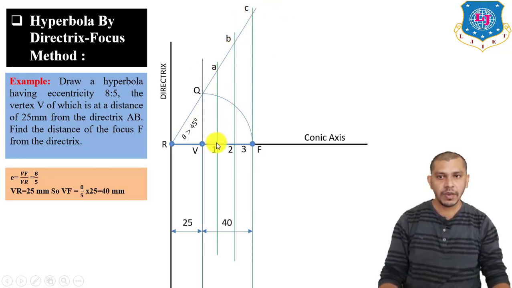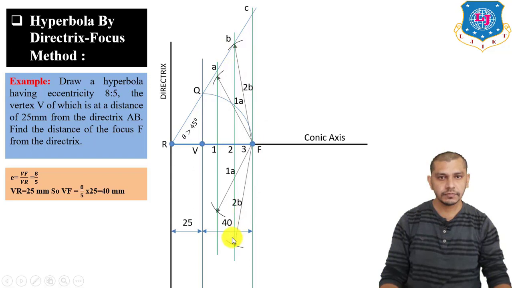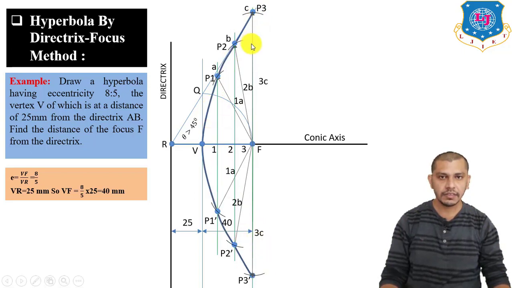After marking these points, now measure 1 to A arc length on the rounder, and with F as a center, give an arc on both sides. Now measure 2 to B arc length, and from F as a center, give an arc on both sides. Measure 3 to C on the rounder, give an arc from F on both sides. You will get these points. Mark these points P1, P2, P3, and P1 dash, P2 dash, P3 dash, and join these points with a freehand curve. You will get the hyperbola with the directrix and focus method.